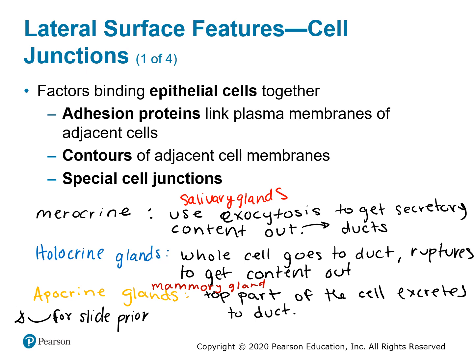Okay, great. So going back to where we are now at the lateral cell features and their junctions, those epithelial cells have to bind together to do their work. There are a couple of ways that they do so. They can use adhesion proteins that link the plasma membranes of cells that are next door to each other. You could contour the cell membranes of cells next to each other, so you can just kind of make it cut in the part that we need. And there's also special cell junctions, and we'll talk more about those in the next few slides.